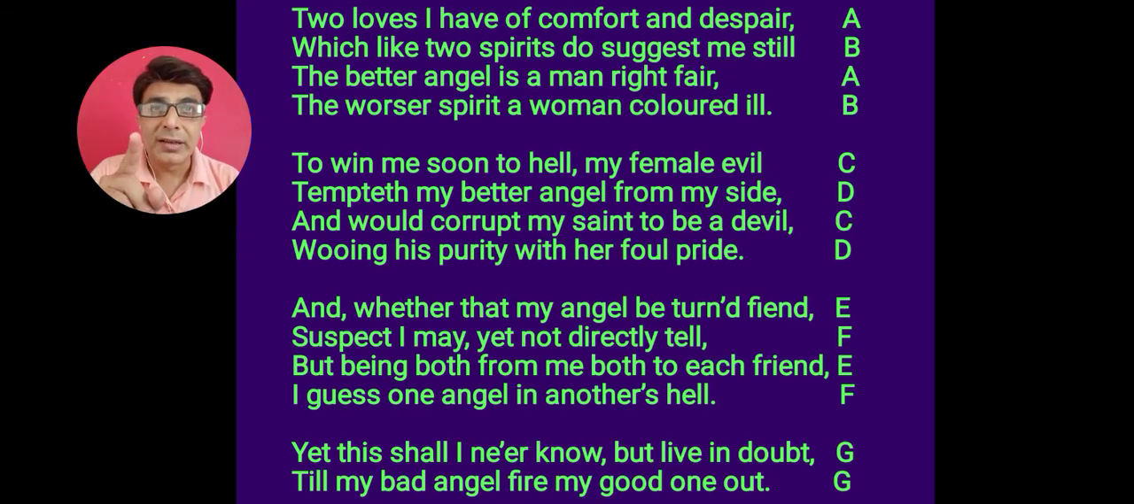I have two loves of comfort and despair, which like two spirits do suggest me still. The better angel is a man right fair, the worser spirit a woman colored ill. Here in the first stanza, metaphorically, the poet has presented two characters. One is a better angel, a good angel, and another is a spirit, a woman colored ill, that means a dark lady, that means an evil angel. So, two angels are there in the poet's mind. One is a better angel and the other one is a worser spirit, a worser angel, which is a dark lady.